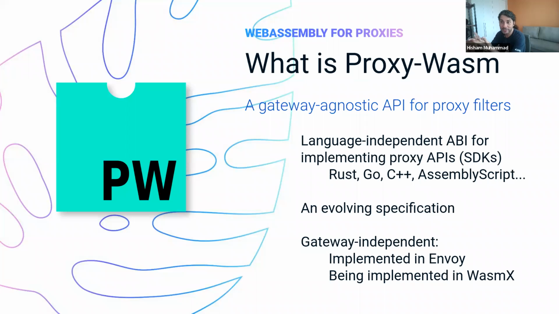Which WasmX is. There are already various third-party Proxy-Wasm SDKs implemented for different languages, right? Such as for Rust, for Go, for C++, for AssemblyScript. AssemblyScript is pretty much a dialect of TypeScript, which is itself a dialect of JavaScript, with little changes so that it can be compiled efficiently into WebAssembly, right? So basically, if you know JavaScript, if you know TypeScript, then you pretty much know AssemblyScript.